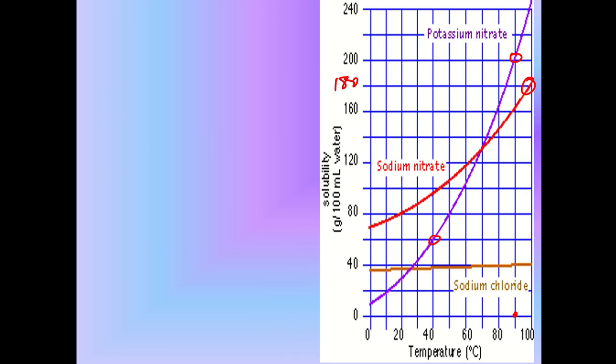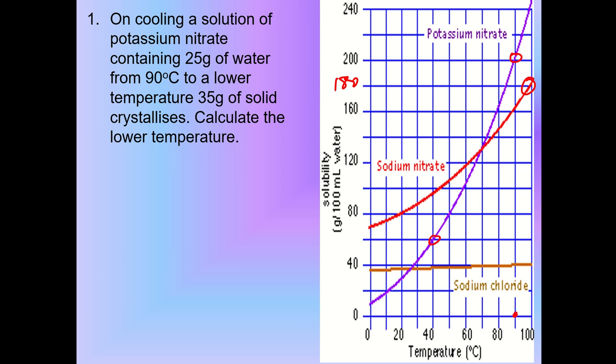Right, let's look at some more. We're going to get a little bit more difficult now. On cooling a solution of potassium nitrate containing, so again, let's highlight what's key here, only 25 grams of water. We're going from 90, okay? And as we cooled it, 35 grams of the solid crystallized out. We've now got to calculate what is the new temperature.